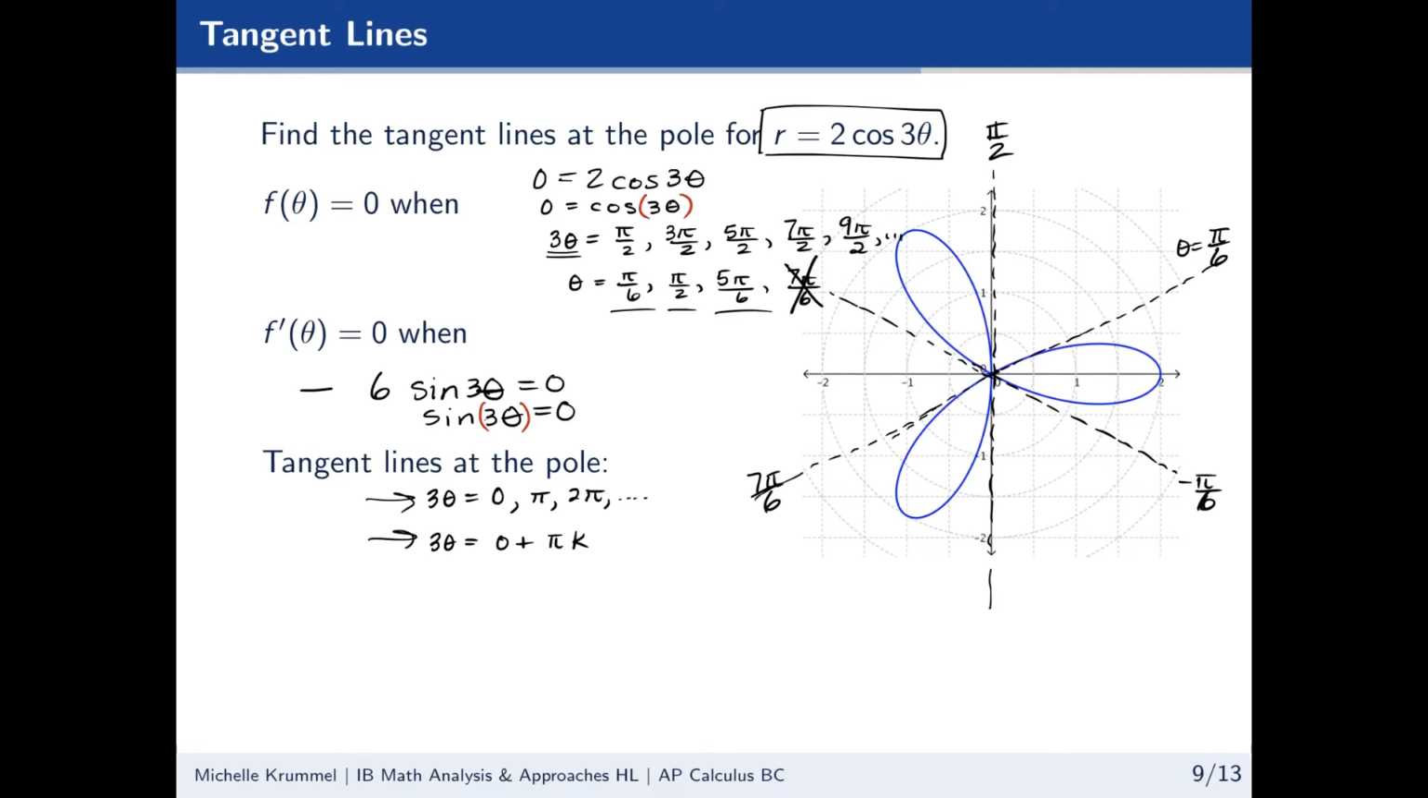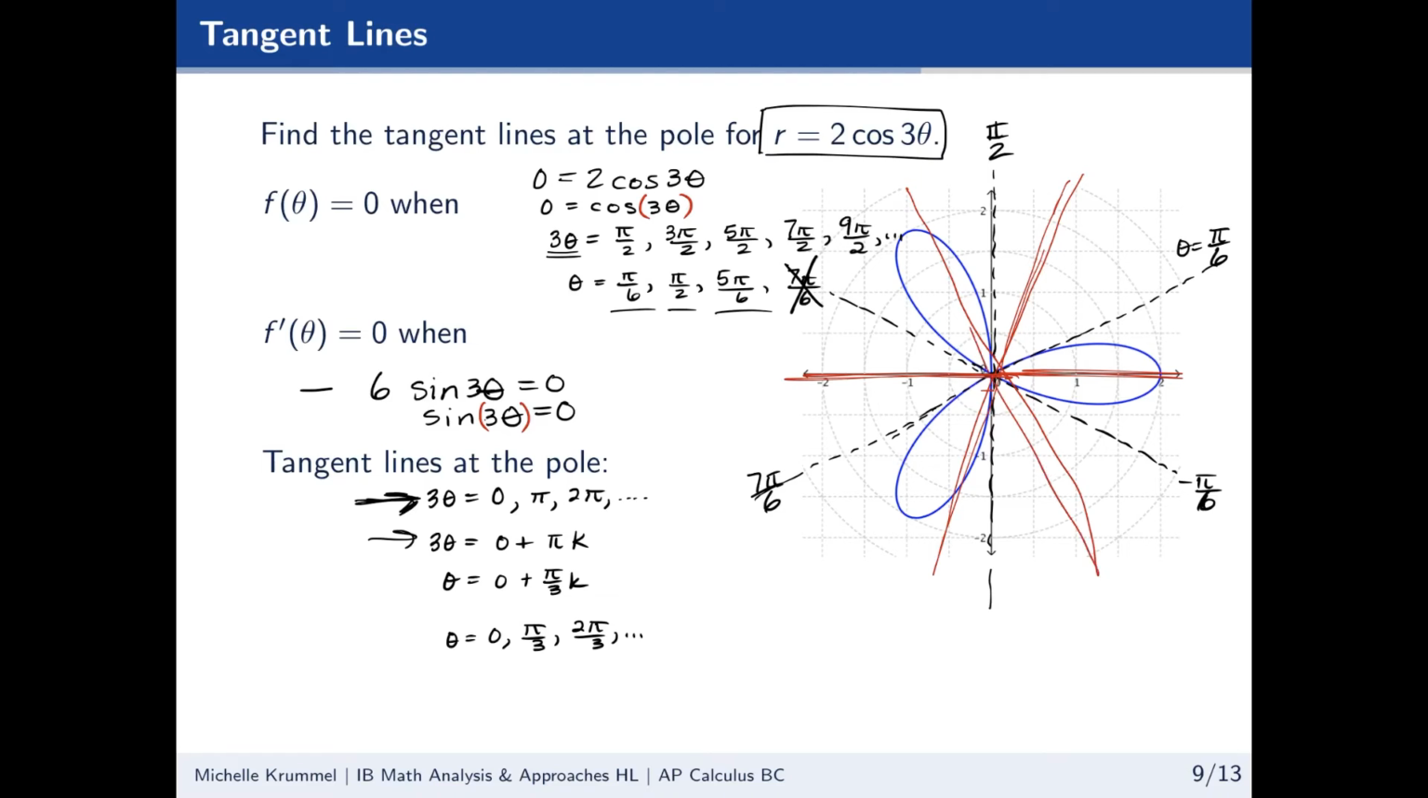And divide both sides of the equation by 3, we get theta equals 0 plus pi over 3 k. Or if I'm working from the top equation and I want to list out some solutions, theta equals 0, pi over 3, 2 pi over 3, and so on. So let's go back to our graph and just make sure we don't have overlapping solutions here. 0 is here. That is not an overlapping solution. Pi over 3 is here. That would not be an overlapping solution. 2 pi over 3 is here, and so on.